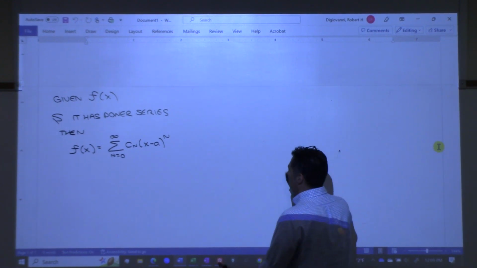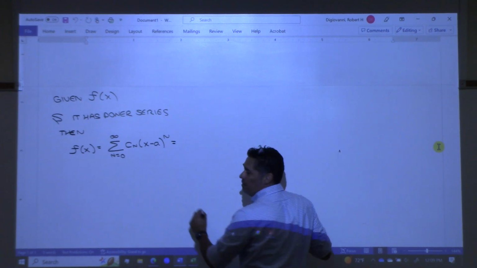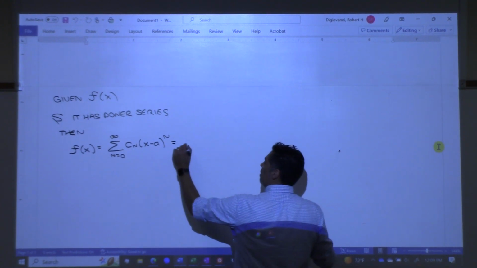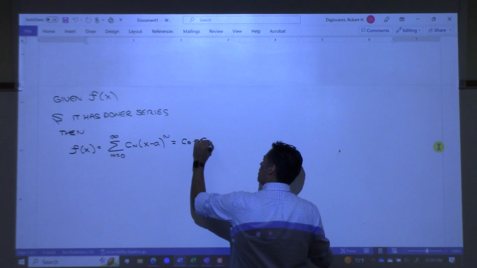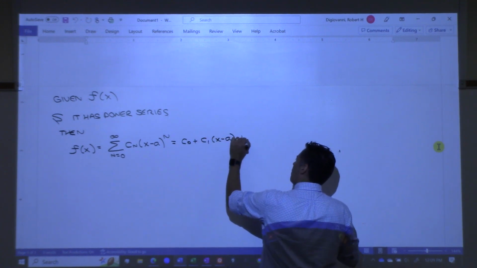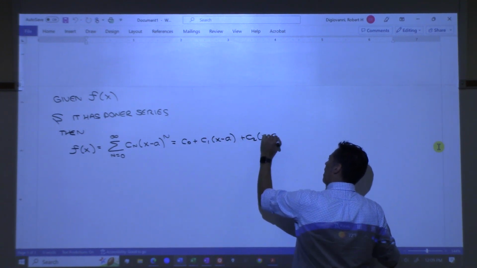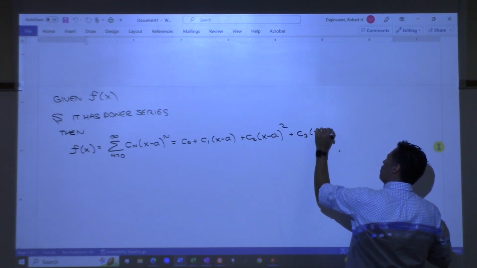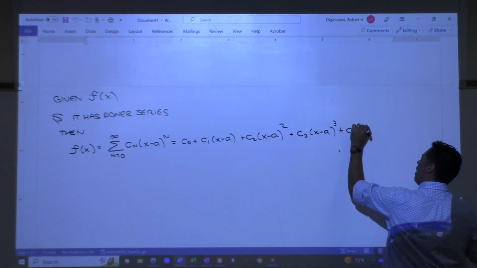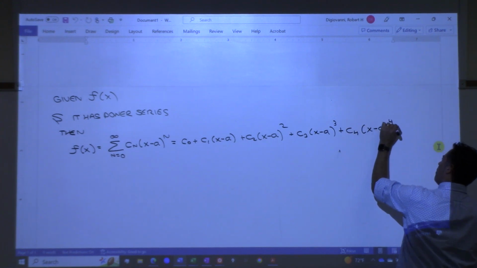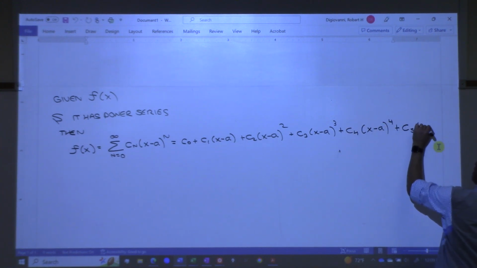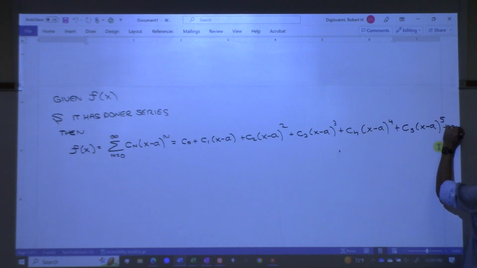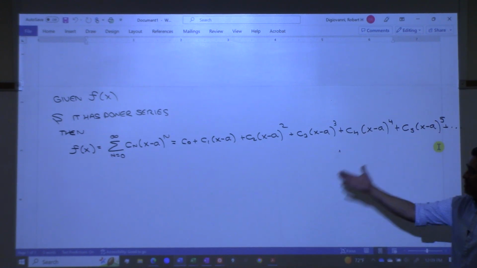Now, because of where I'm about to go with this, I'm going to write out about 5 of these. This is c sub 0 plus c sub 1 (x minus a) plus c sub 2 (x minus a) squared plus c sub 3 (x minus a) cubed plus c sub 4 (x minus a) to the 4th plus c sub 5 (x minus a) to the 5th plus dot, dot, dot. That's what it is, right?